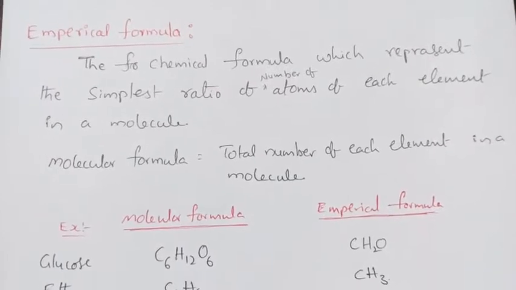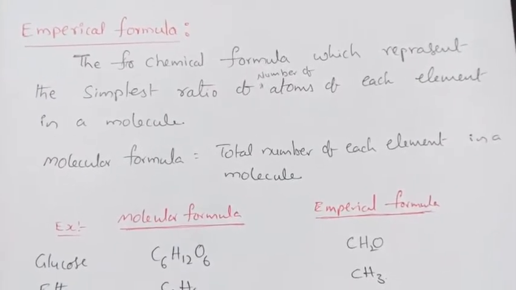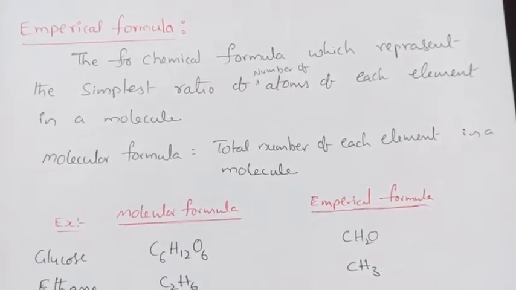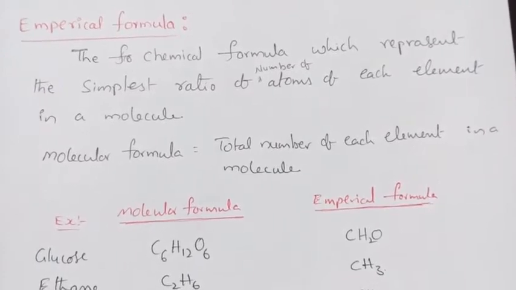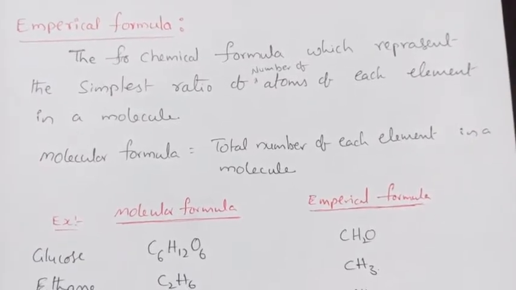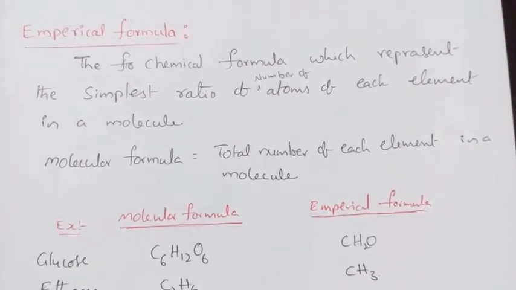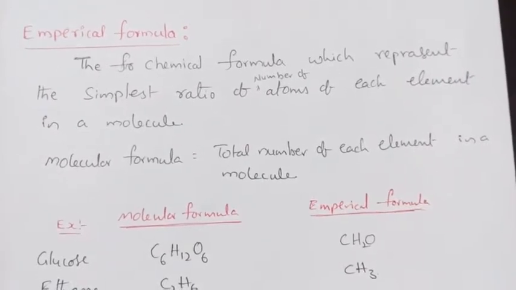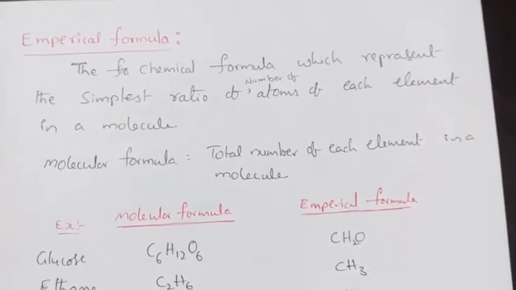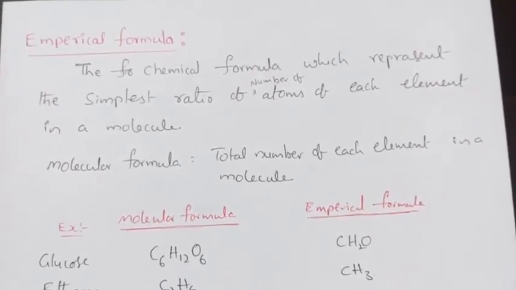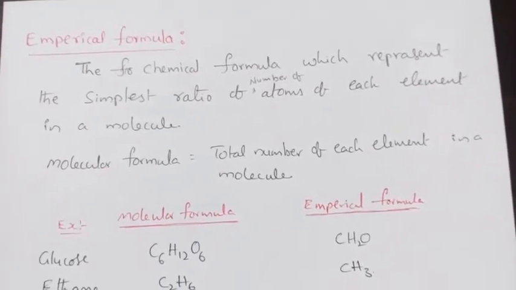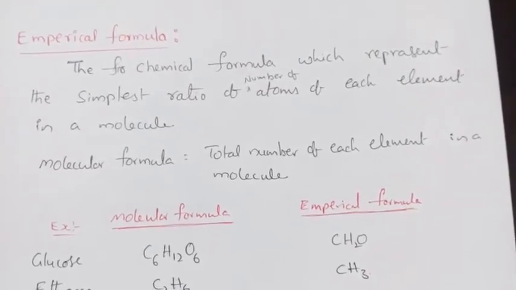Empirical formula is defined as the chemical formula which represents the simplest ratio of the number of atoms of each element in a molecule. The simplest ratio of the number of atoms of each element in a molecule is called the empirical formula.